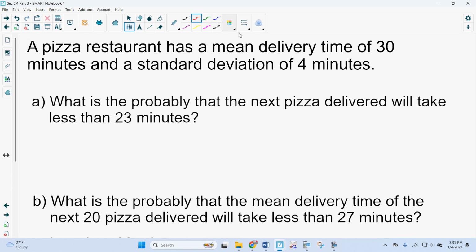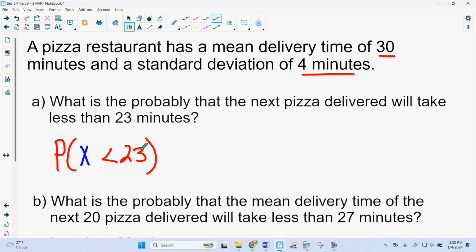So a pizza restaurant has a mean delivery time of 30 minutes and a standard deviation of 4 minutes. What's the probability the next pizza delivered will take less than 23 minutes? First thing I want you to think about, less than 23 minutes, is what is our variable? We really have 3 now, right? We have z, we have x, and we have x bar.